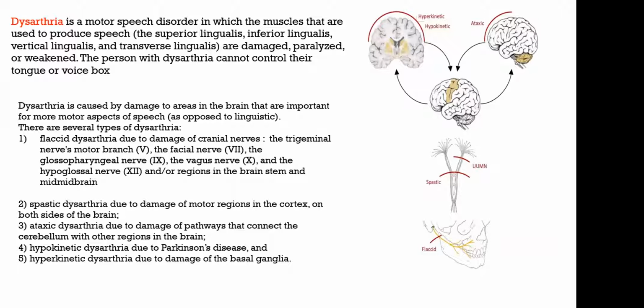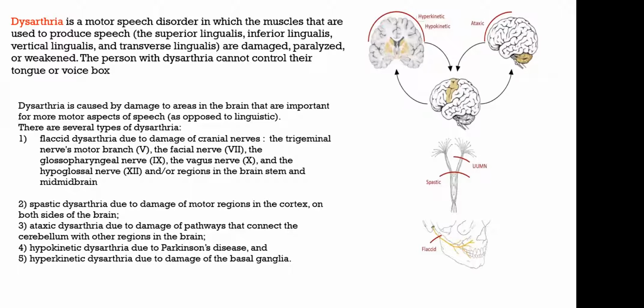And we have typical types. We have flaccid dysarthria. It's due to damage to cranial nerves, the fifth, the seventh, the ninth, 10th, and 12th cranial nerves, and also other regions of the brainstem and midbrain.